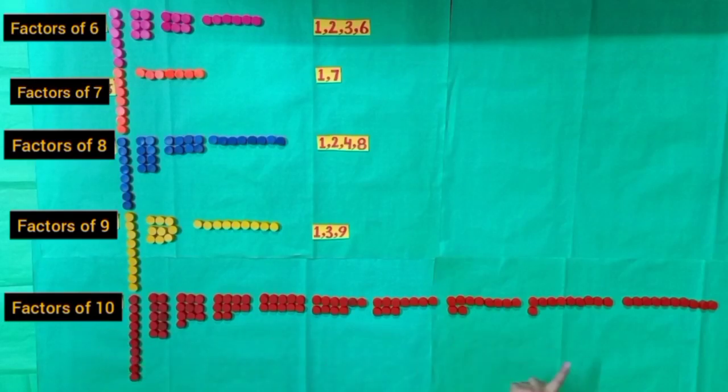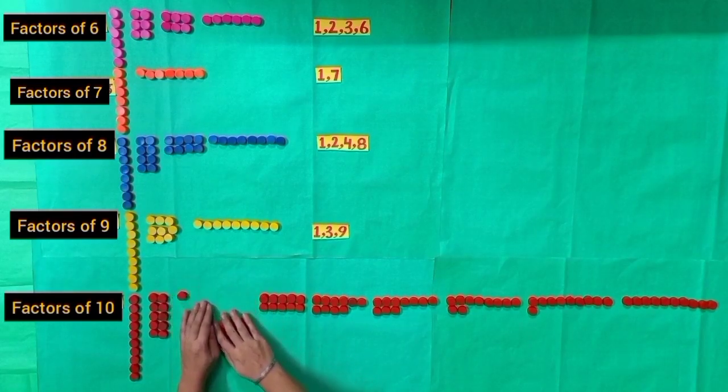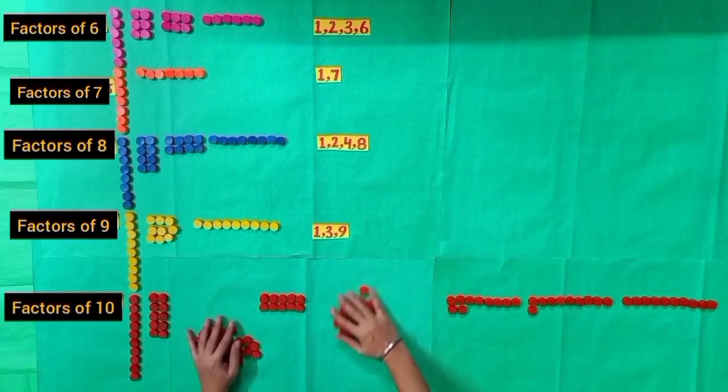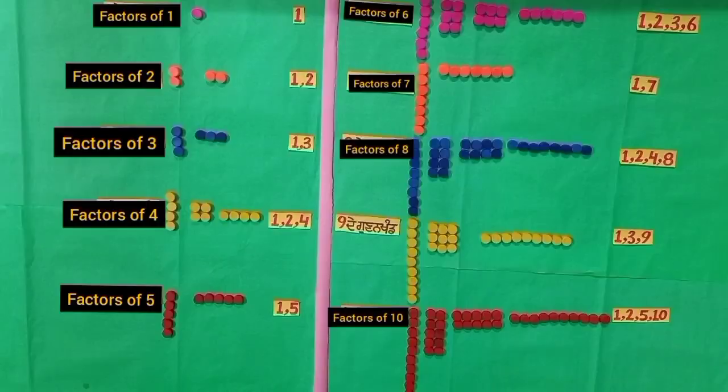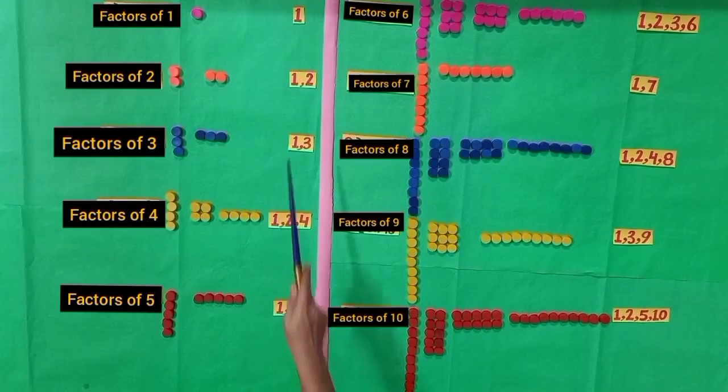For making factors of 10, when we arrange bottle caps in 3 columns, 4 columns, 6, 7, 8 and 9 columns, we don't get any rectangular or square shape here. So, dear students, we will take away these bottle caps from here because this number doesn't make factors of 10. We have 1, 2, 5 and 10 columns rectangular shapes here. So, factors of 10 are 1, 2, 5 and 10. We got factors of 1 to 10 here.